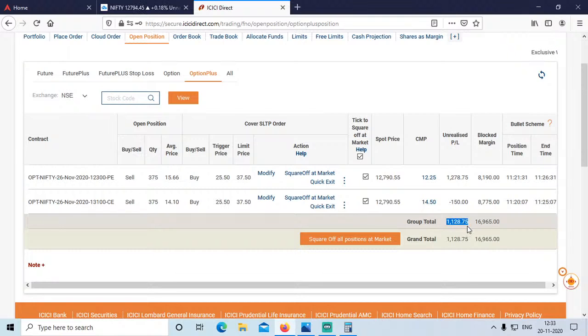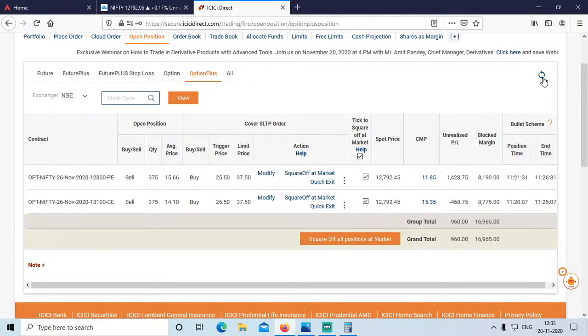Before, the profit was 1128. Now if I check the profit, it's 885. It got reduced, but don't worry. One leg is giving profit, another leg is giving negative, so the profit got reduced and increased a little bit. It's okay. Again it came back to 1016 rupees.